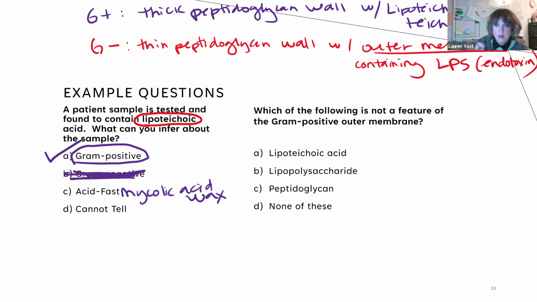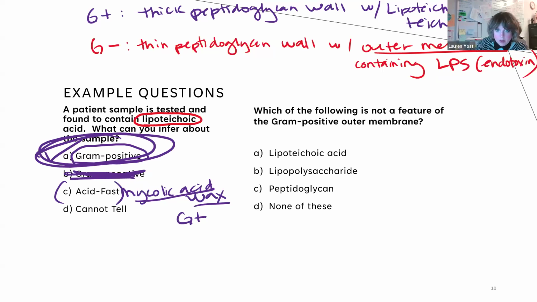If you want more detail on that, it is in lab 4, so you're welcome to look up more detail about how that stain works if you are interested before you get to the Unit 1 exam. But anyways, the acid-fast stain is staining for the presence of mycolic acid wax. These are gram-positive organisms, but only specific gram-positives, the mycobacteria. So this is partially correct, but A is the best answer here because all gram-positives will have lipoteichoic acid. You can tell because this is a feature of our gram-positives. So A is our best answer here.